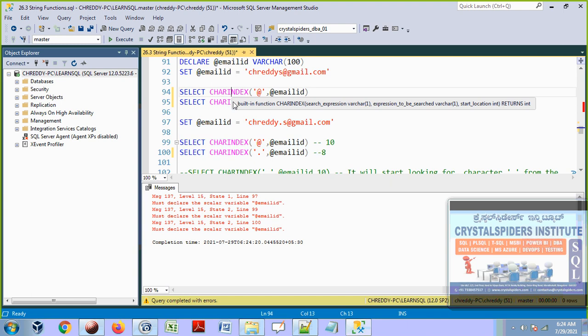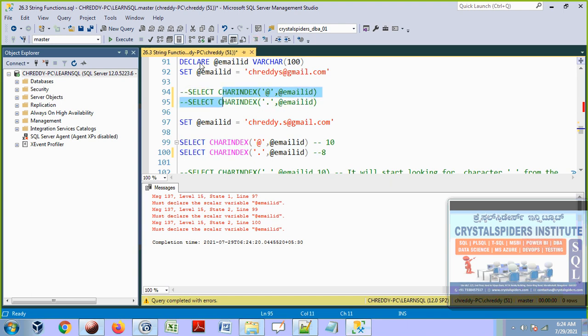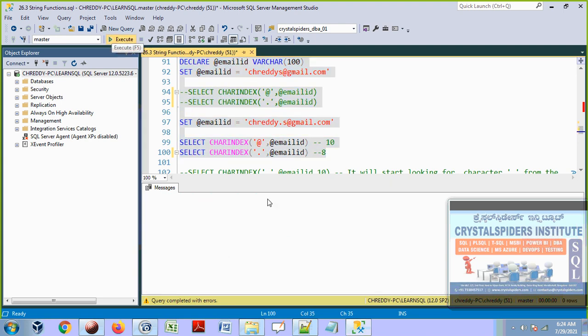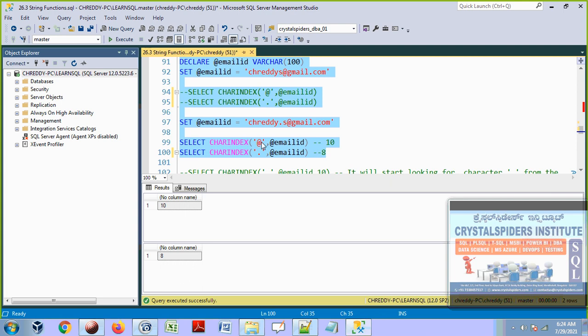Okay, I think we need to execute from the beginning, right? Because from the declaration point we have to execute. See, now finally this select statement is giving the @ symbol is there in the 10th position.